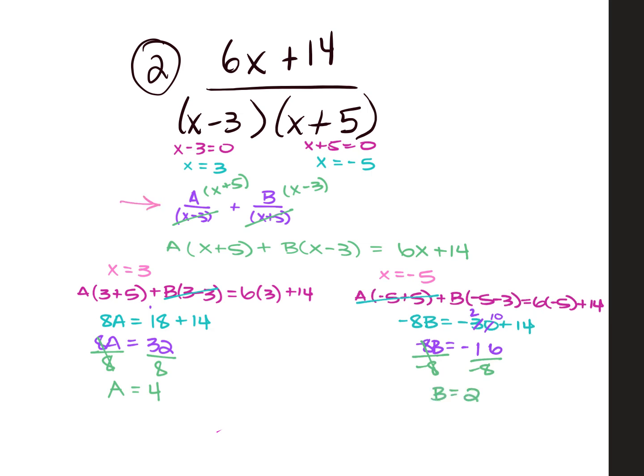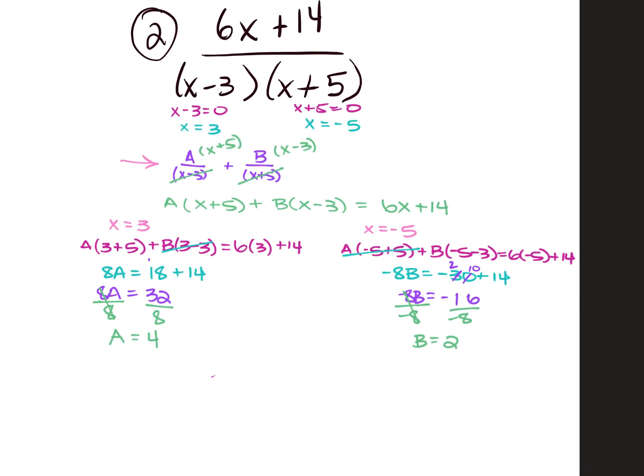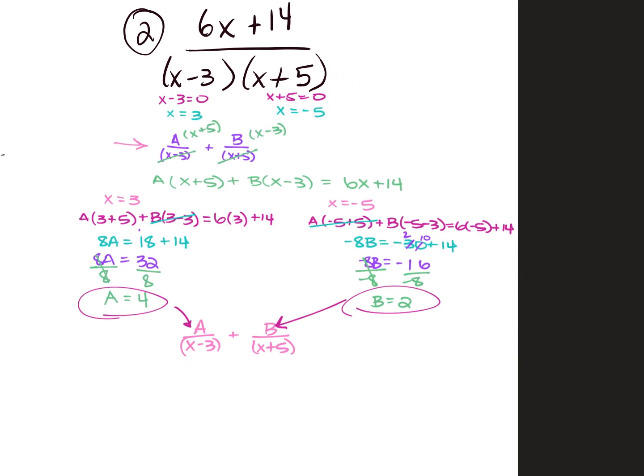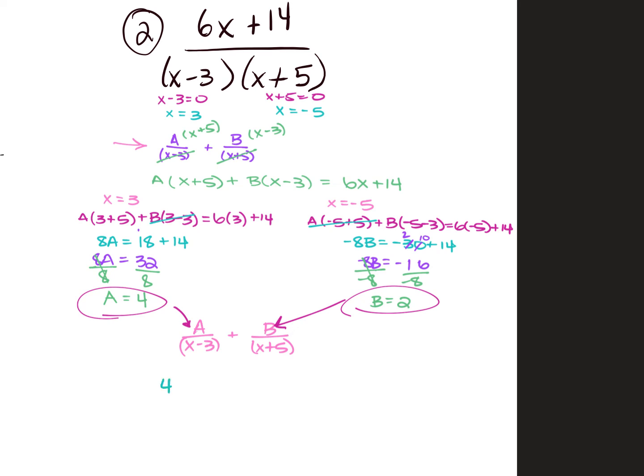So use what you had with those two fractions adding together. You have a over x minus 3 plus b over x plus 5. We said that a is 4, so that's going to go in for a. B is 2, so that's going to go in for b. This gives us 4 over x minus 3 plus 2 over x plus 5.